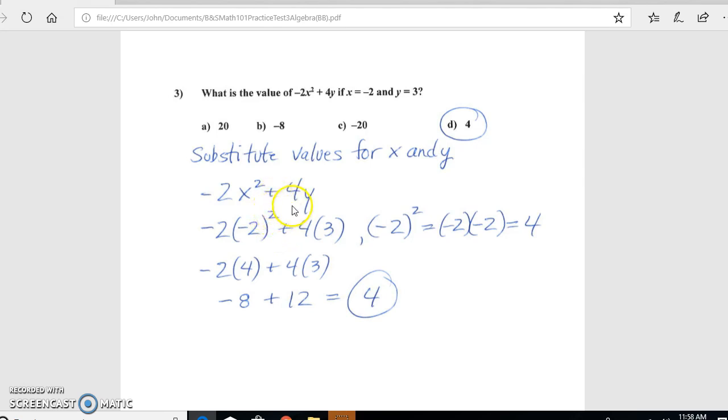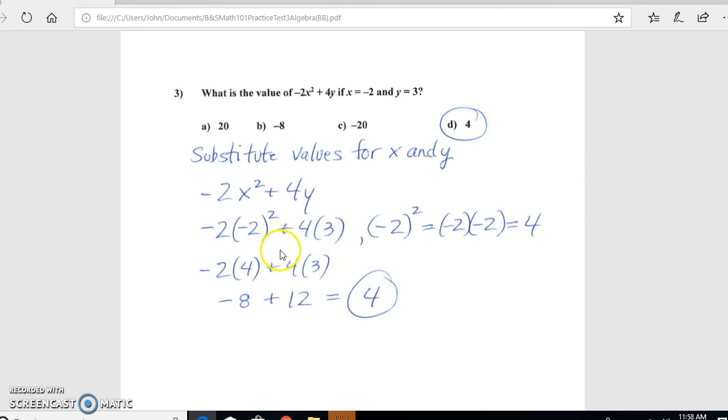And then we have plus 4y, and we're told that the value of y is 3, and this is 4 times y, and I've indicated the multiplication by the parentheses. This is 4 times 3.